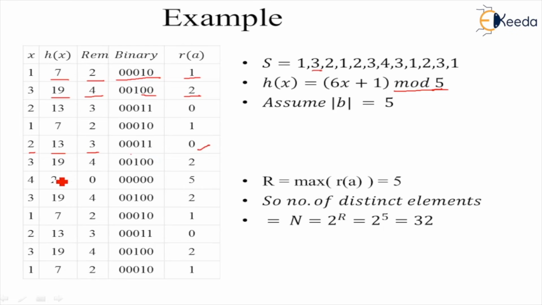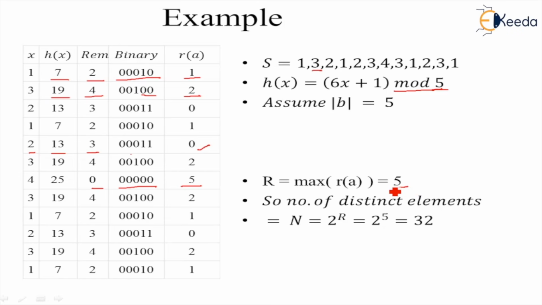Let's take another example. Suppose the x value is 4. The calculation of h of x will be 25. The remainder will be 0, and we convert it into the binary equivalent. In R of A, we will count all the zeros, so we write 5. Now, the algorithm says we are supposed to calculate capital R. Capital R is nothing but the max of R of A. We get the max of R of A, that is the value 5.